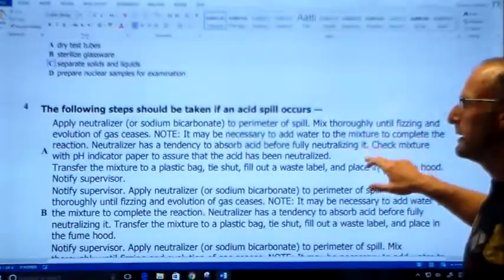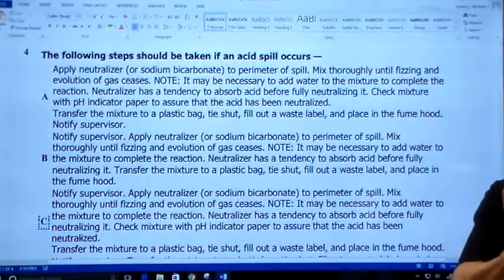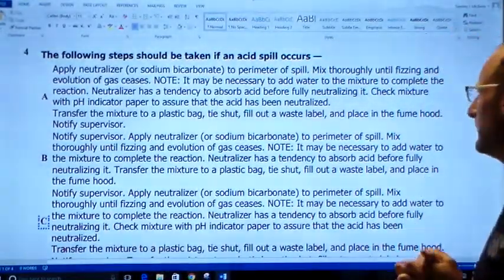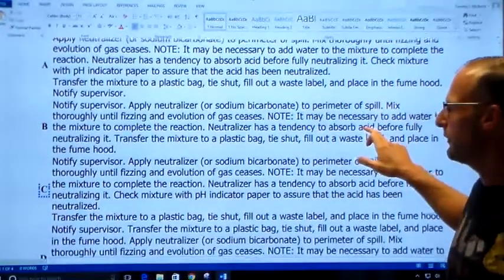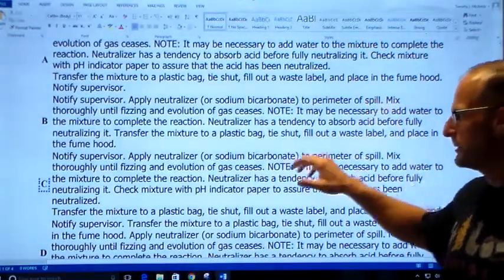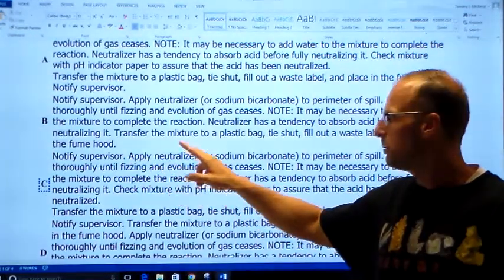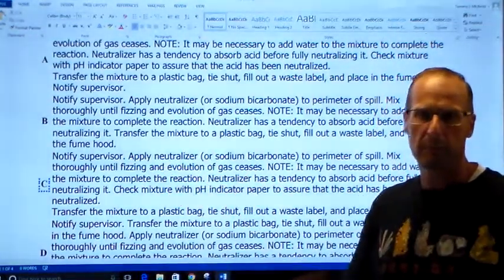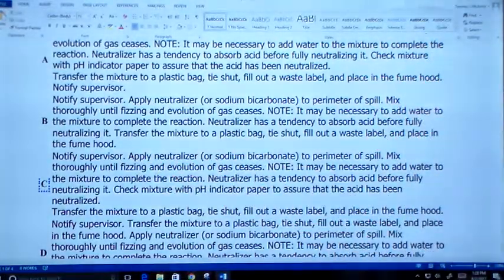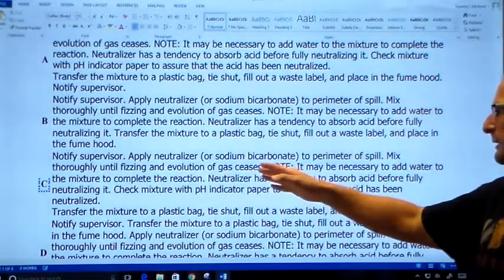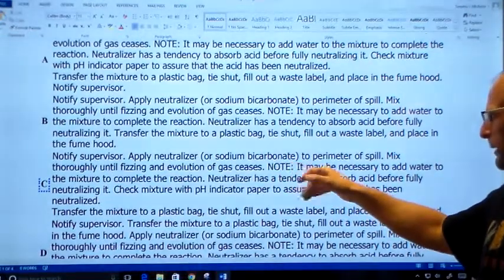The next question: which of the following steps should be taken if an acid spill occurs? This is commonly on the SOL, and the answer to this, what I do if an acid spill happens? First, notify supervisor, teacher. The second step, apply the neutralizer, which would be some type of base. Mix thoroughly until fizzing and evolution of gases ceases, which means it quits bubbling.